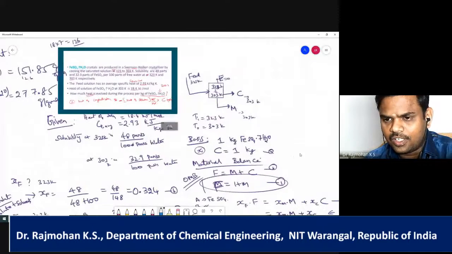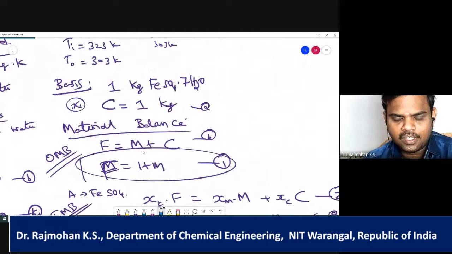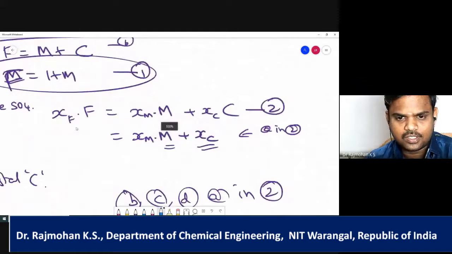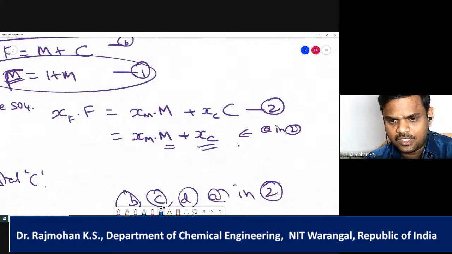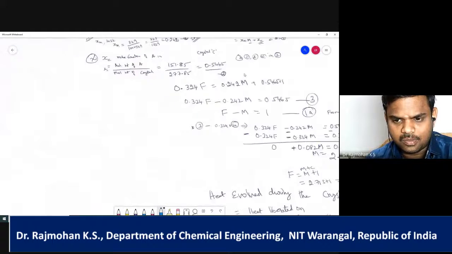Other than that, you know earlier what our material balance is, right? So material balance is F equal to M plus C, that you will use. Solute balance you will make use of XF into F equal to XM into M plus XC into C, right? So these are the formulas required to solve this problem.